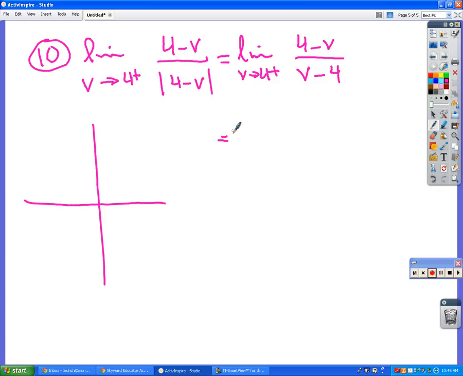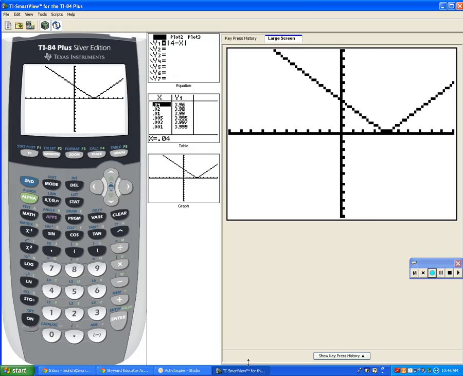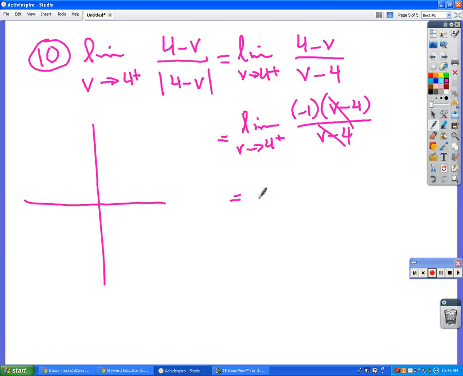So what can I do with these things right here? What is 4 minus x divided by x minus 4? -1, right? Because I can rewrite the one on top as -1 times x minus 4. Shouldn't this be 4 minus x on the bottom? No, because I want 4 from the positive side, right? So if I look at the graph of just the absolute value part, 4 from the positive side is this line right here. And so the equation for that is going to be y equals x minus 4. Okay, so then these cancel, and I get an answer of -1.